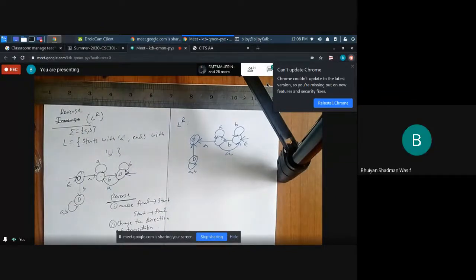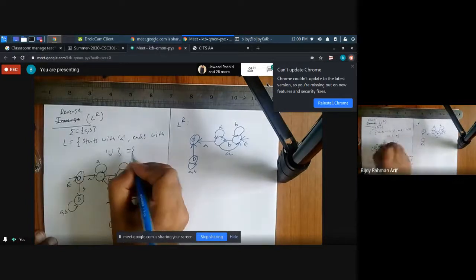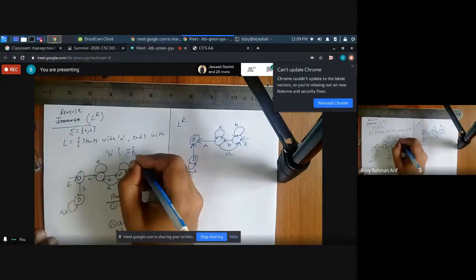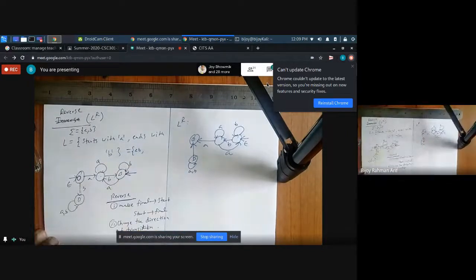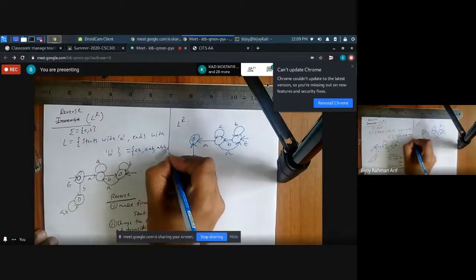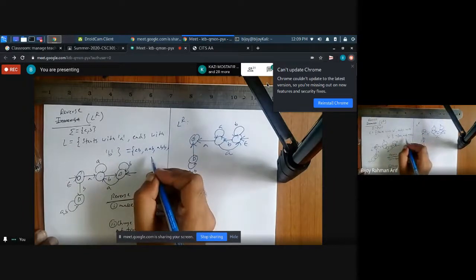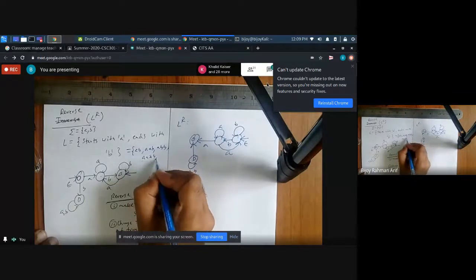So it's going to start with B and end with A. Wait, so this is my reverse. Now what are the strings inside this language? It's going to be AB, AAB, ABB, then what? AA, AB, so on, infinite.